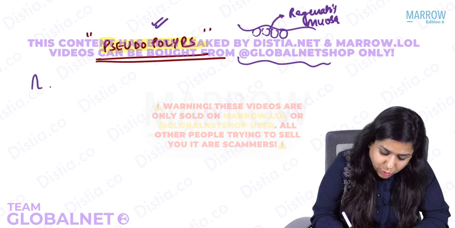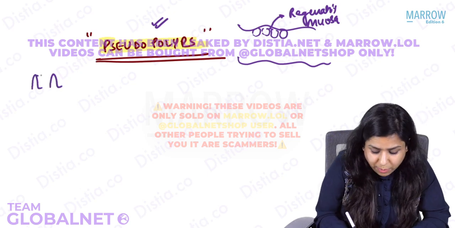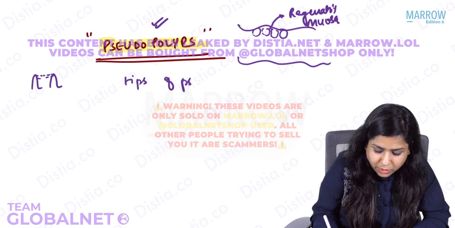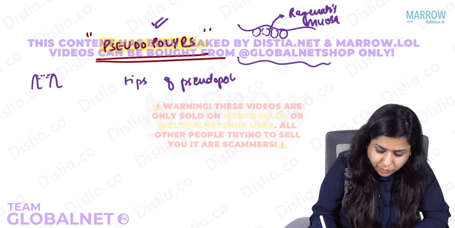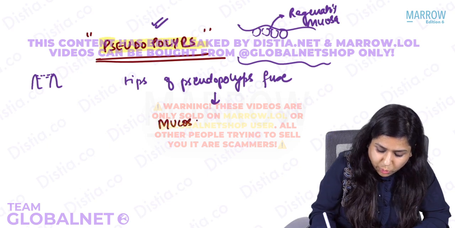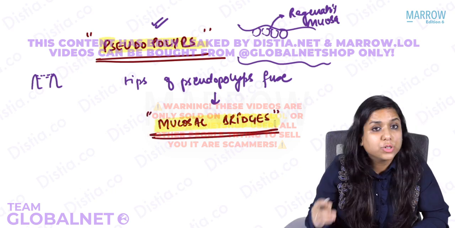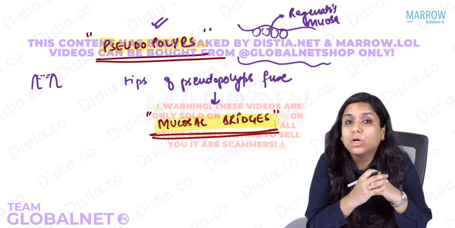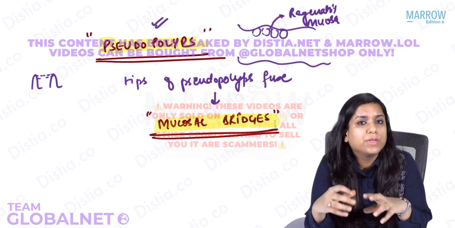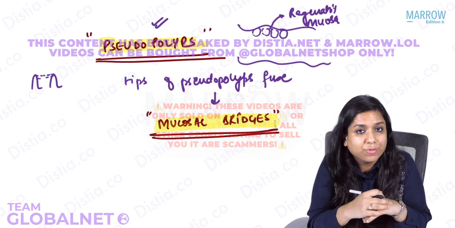And suppose these are two pseudopolyps, students. Sometimes their tips will fuse. The tips of the pseudopolyps might fuse with each other to form something called mucosal bridges. So the tips of these pseudopolyps will fuse with each other to form mucosal bridges. These are two important features of ulcerative colitis which you have to remember.